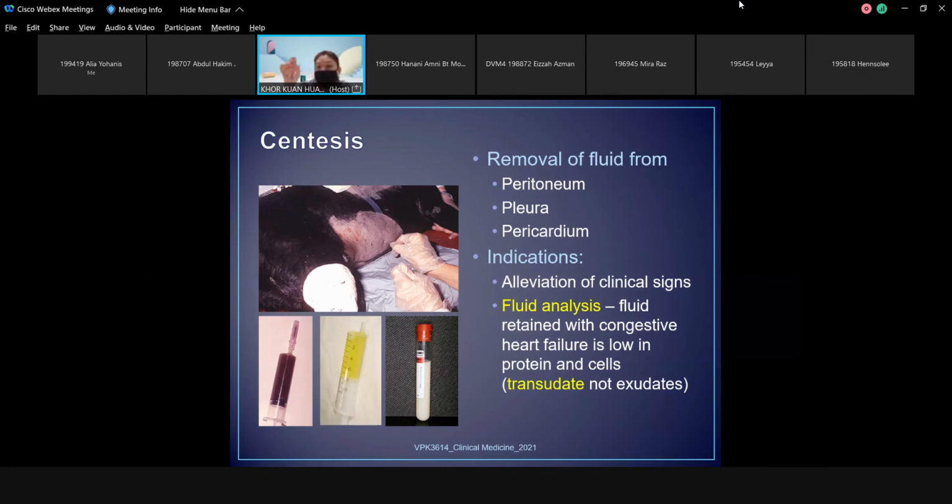How do you differentiate? Do you differentiate by the cell count? Do you differentiate by SG? Just have one glance, all right? Consider this like revision, okay? So again, in congestive heart failure, it's always transudate. Sometimes you can get modified transudate, but a lot of the time, transudate.